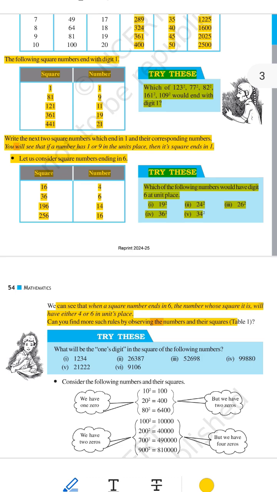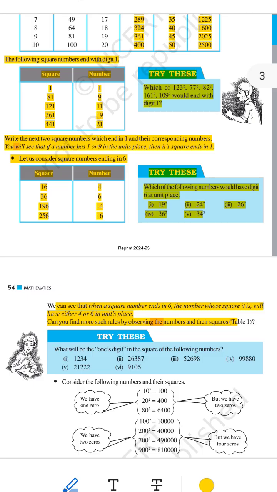What are we looking at? You notice something special about the last digit of square numbers. The last digit, the units digit, means the number in the ones place, the rightmost digit. Example, 123, last digit is 3. 456, last digit is 6. We want to see what digit square numbers end with, and if there's a pattern.